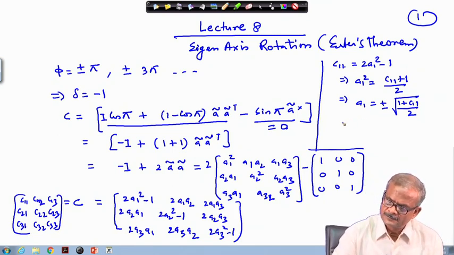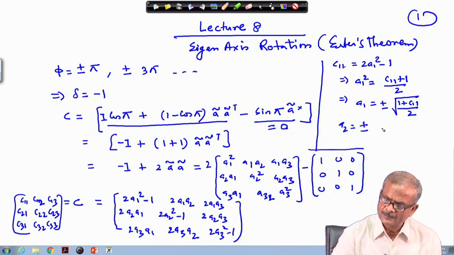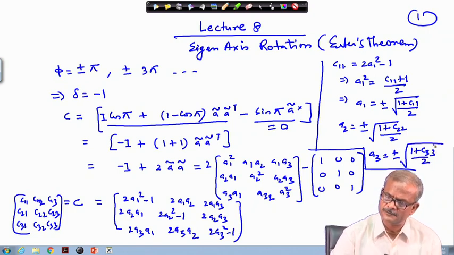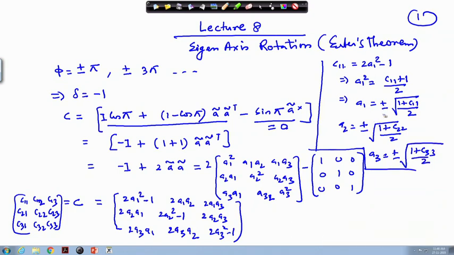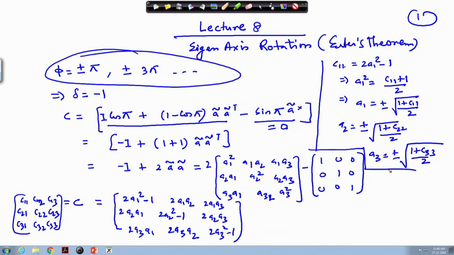Similarly, A2 will be plus or minus the square root of (1 plus C22) divided by 2, and A3 will be plus or minus the square root of (1 plus C33) divided by 2. All of them have a plus or minus sign, so this is the ambiguity. With these values we get an ambiguous case which we need to resolve, but it so happens that this can be resolved by using the off diagonal terms. So let us look at the off diagonal terms on the next page.